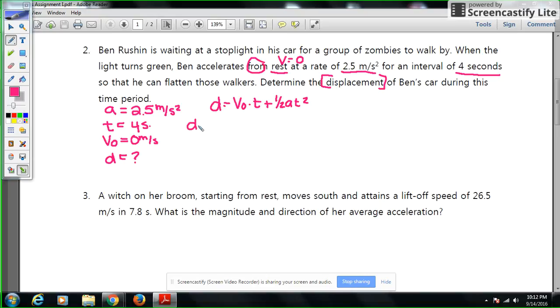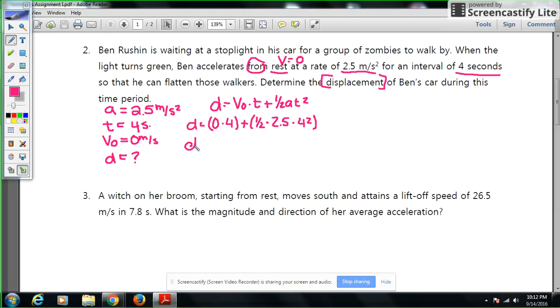So the displacement is going to be equal to 0 times 4 plus 1/2 times A, which is 2.5, times 4 squared. Now, if you're putting this all in your calculator at once, you've got to make sure that you put the parentheses, otherwise it's just going to screw up your answer.